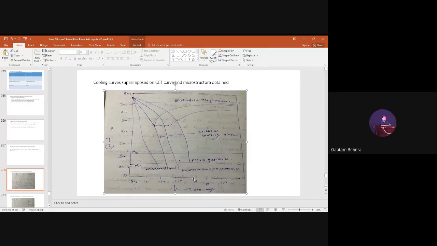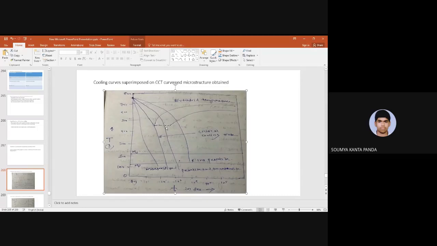Sir, because the curve doesn't touch the transformation end line. Very good. It is not touching the transformation end line. So that is one part. Can you elaborate that one again? Sir, as the curve doesn't touch the transformation end line, but it crosses the transformation start curve. Very good. Then some austenite transforms to perlite, but there is still some unstable austenite present. Very good.